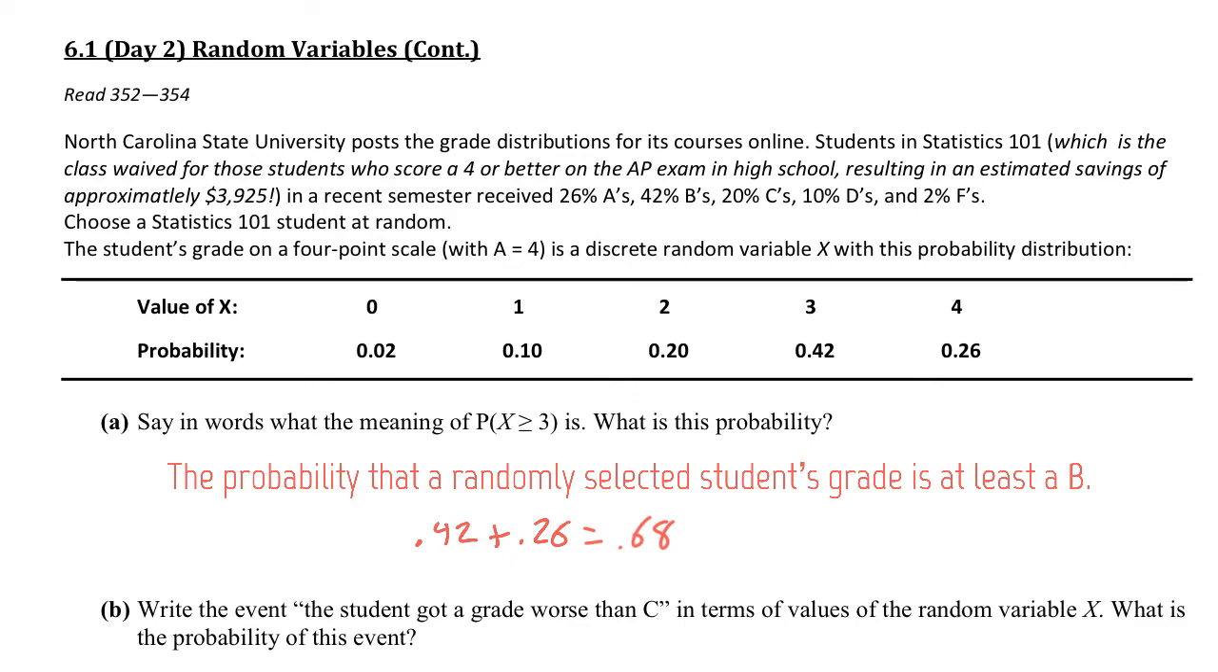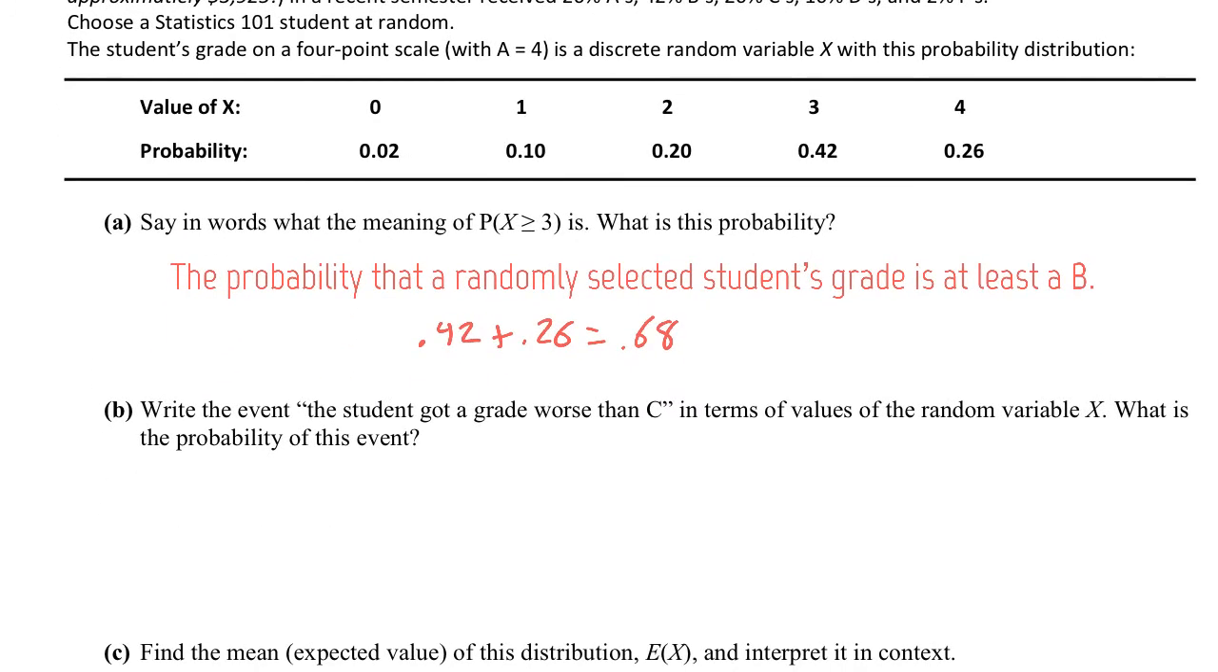Okay, write the events. The student got a grade worse than C. In terms of values of the random variable x, what's the probability of this? So this is just where you say probability of what? And so I want x, and this is what I was saying way back when in chapter 5. Whenever you have a probability, just write it out.